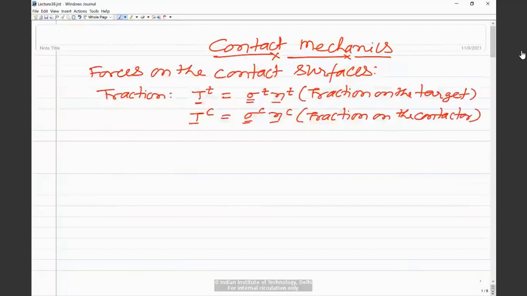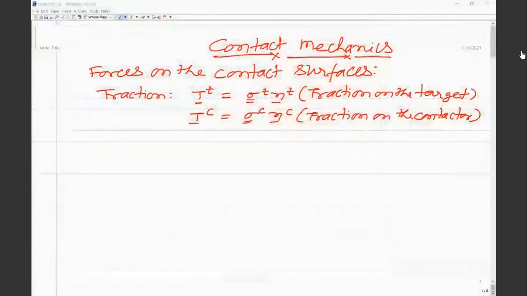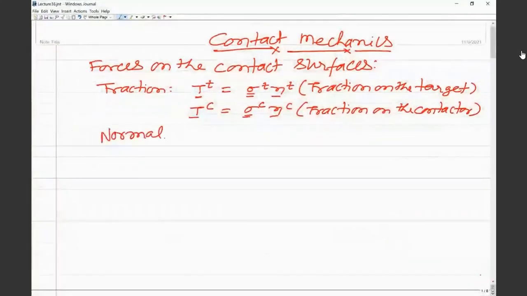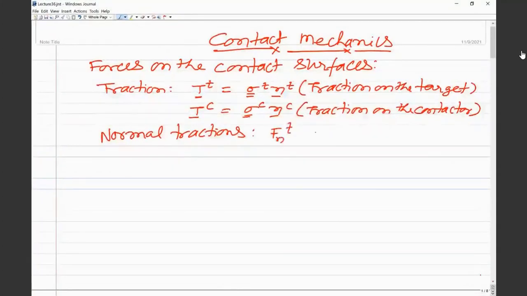So now most of the time we are actually interested in the normal tractions. So now if we look at the normal traction on the target body, we take the traction on the target body, this vector T, and take its transpose. This superscript capital T is for transpose, and multiplied with the normal to the target, we get the normal traction on the target. So this is the normal traction on the target.